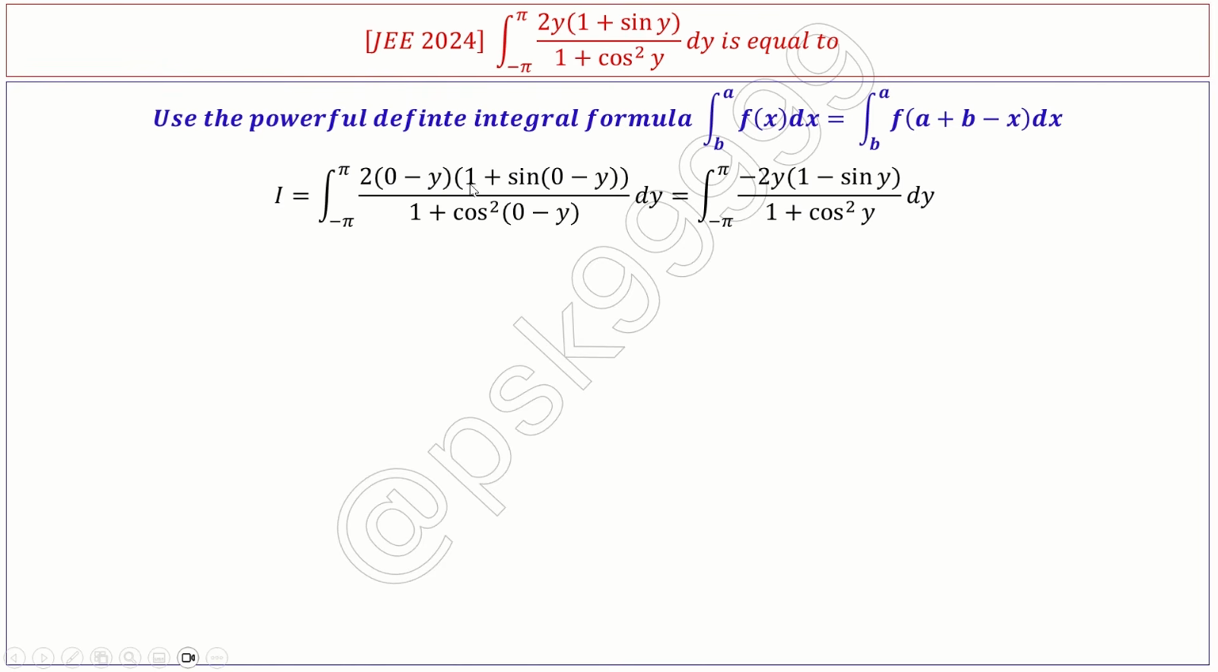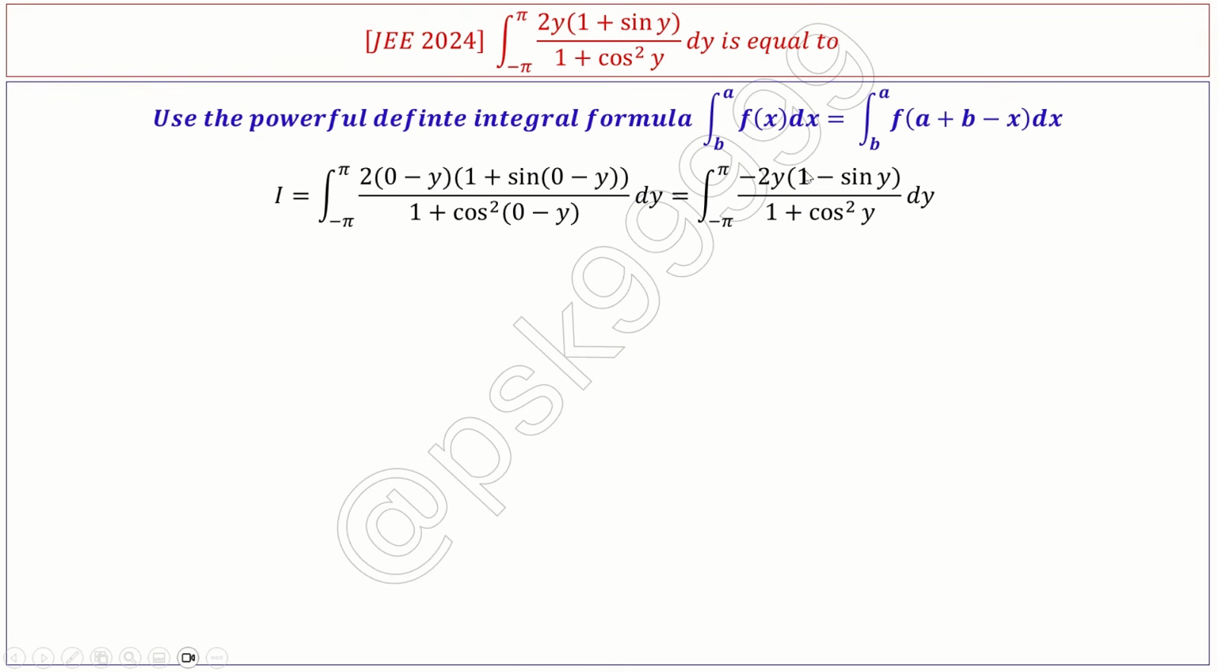So 2 times minus y into 1 plus sine of minus y divided by 1 plus cos² minus y. So here anyway no change actually. So this is integration from minus pi to pi of minus 2y into 1 minus sine y divided by 1 plus cos² y dy, correct? So you got a new integration here.